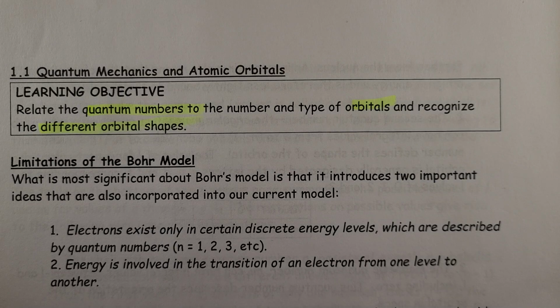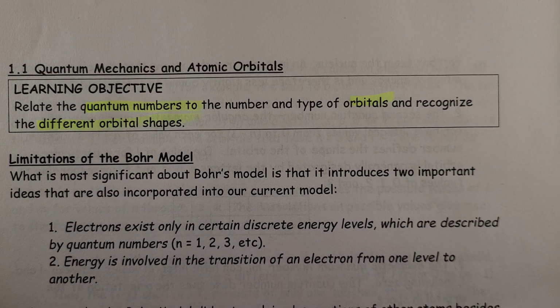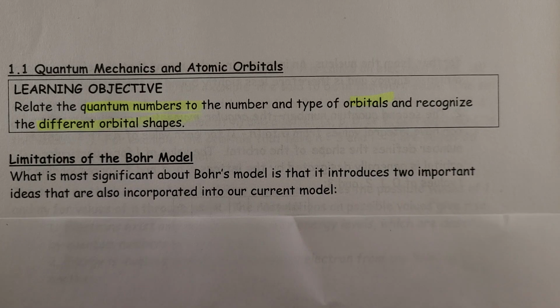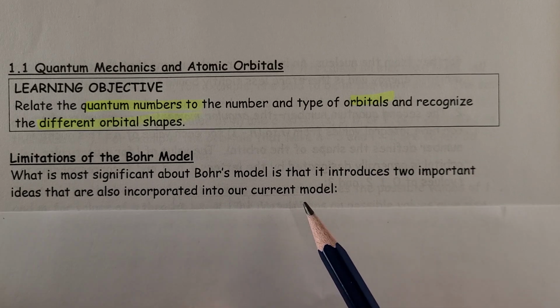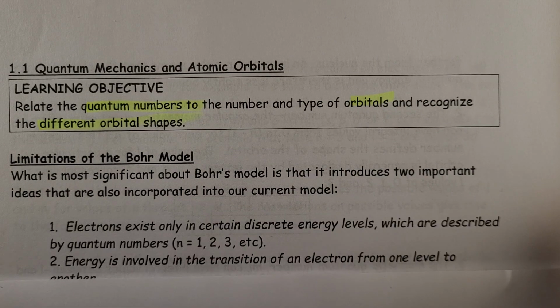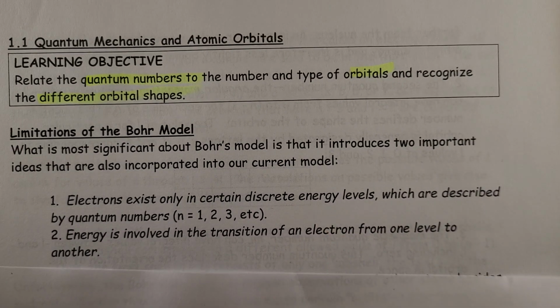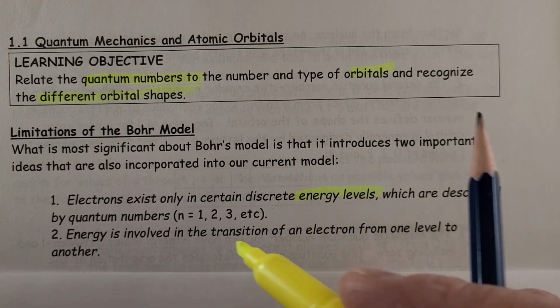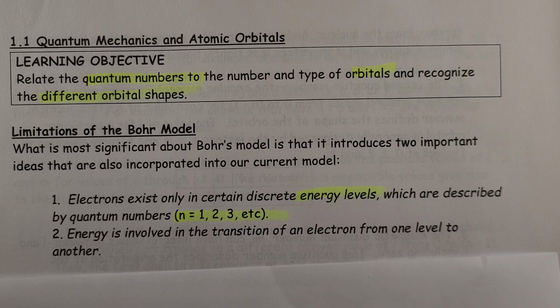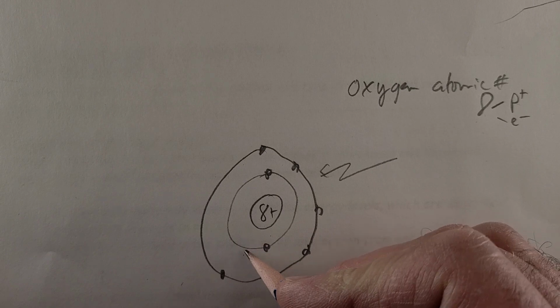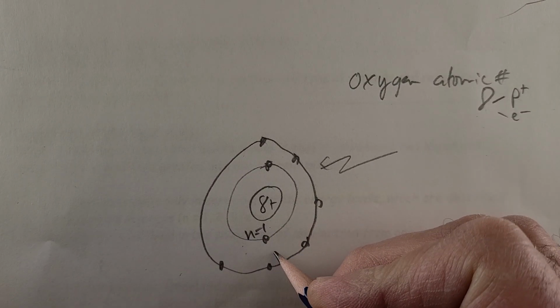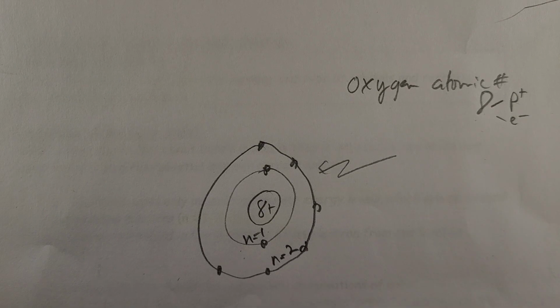So first of all, looking at the Bohr model that you have looked at up until this point, in grade 9 and grade 10 science, what's most significant about the Bohr model is that it introduces 2 important ideas that lead to the current model. Electrons exist in certain discrete energy levels, which are described by quantum numbers. So we had level number 1, which we could call the n equals 1 region, and then level 2 is n equals 2. So n describes the main level we are at.